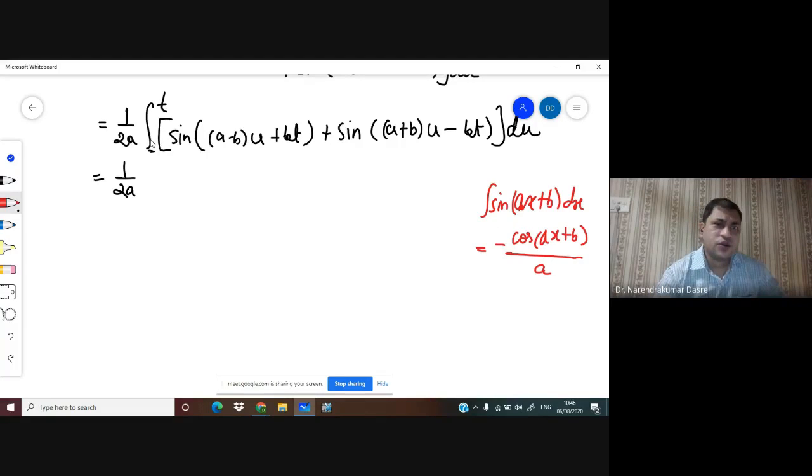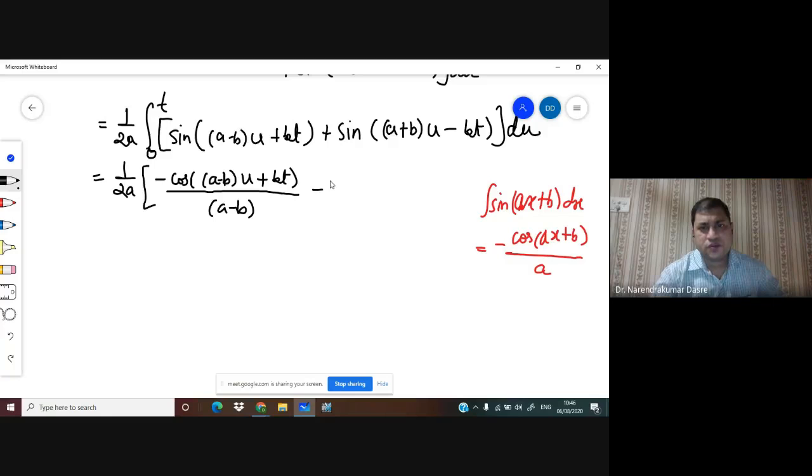So using this formula, we are able to get here that this will be minus cos of a minus b into u plus bt upon a minus b, minus cos of a plus b into u minus bt upon a plus b, and the limits are 0 to t.